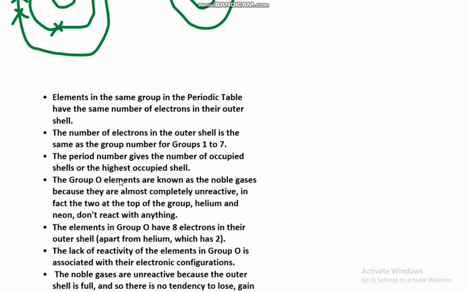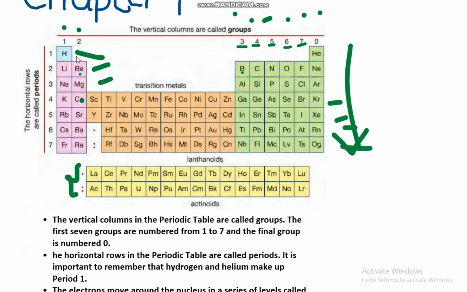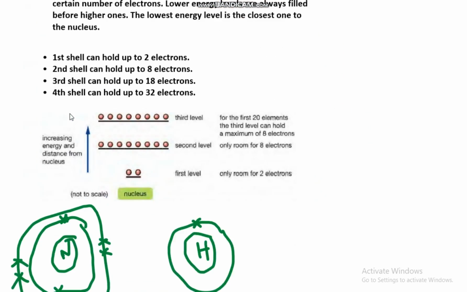And the period number gives the number of occupied shells, or the highest occupied shell. So this gives us the number of shells in each of the elements. So if we are drawing rubidium, it has 5 shells.